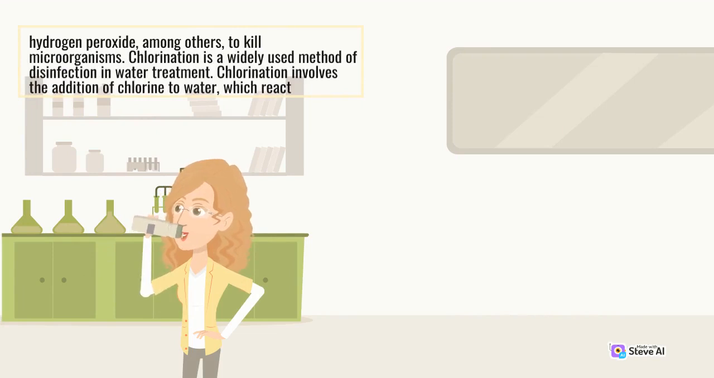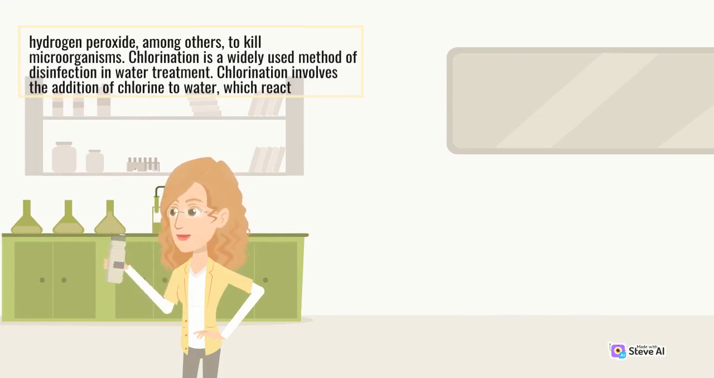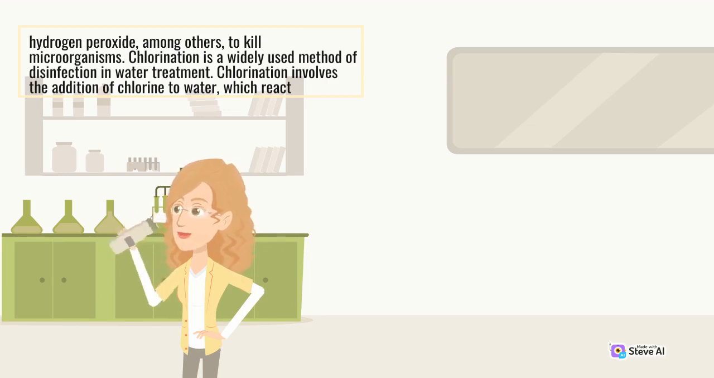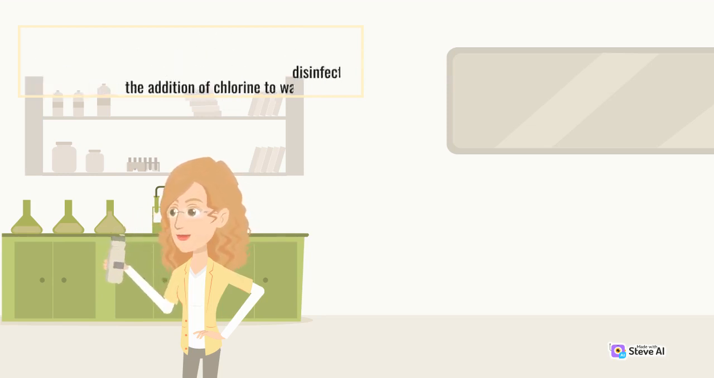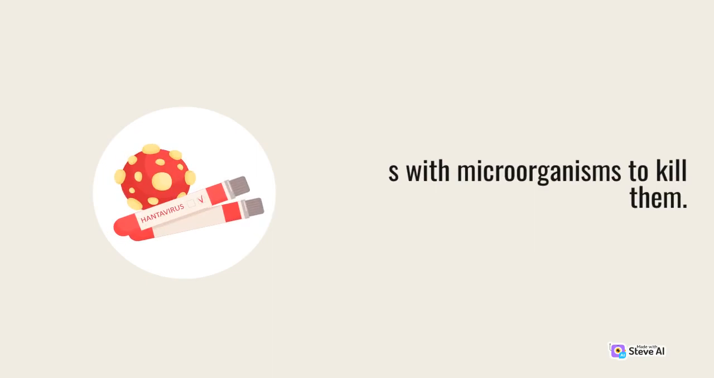Chlorination is a widely used method of disinfection in water treatment. Chlorination involves the addition of chlorine to water, which reacts with microorganisms to kill them.